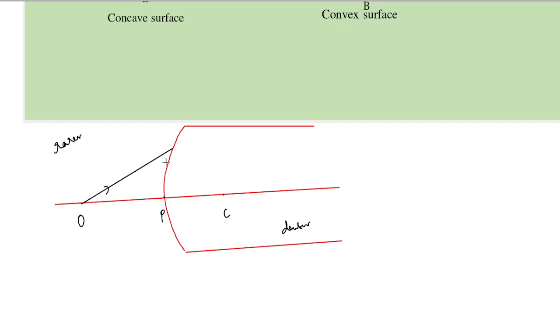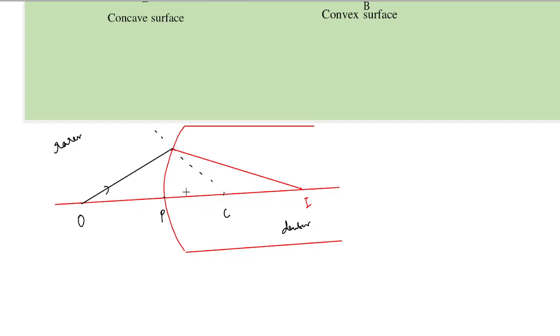If we draw normal from this point C to the point of intersection, then since light is moving from rarer to denser medium, light ray would bend towards normal. So instead of going like this, light ray would bend towards normal. So the image is obtained somewhere here. So this is the point where image is obtained.